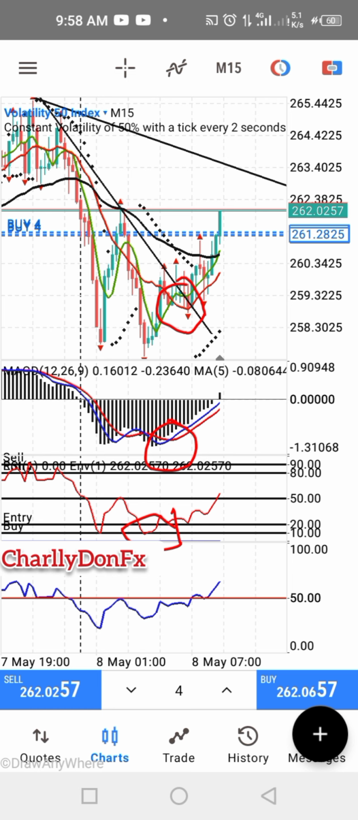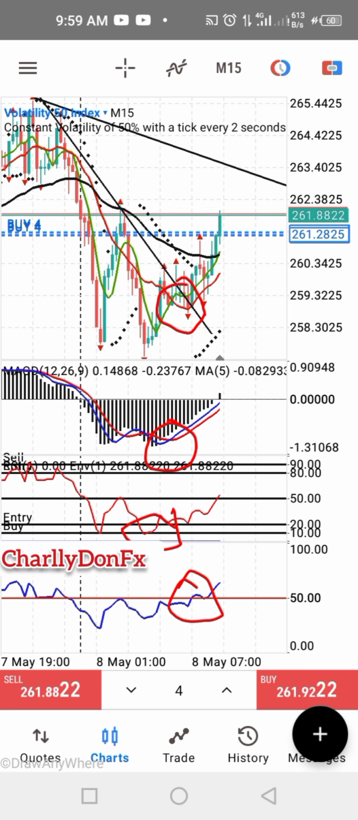Because sometimes you enter the trade, it will start reversing. So I patiently waited for there to be a cross above the 50 level. That's my last confirmation. That was when I entered the trade, though I even entered late. But I know that yes, I'm on the right track. And you see, guys, so that's for the buy trade.